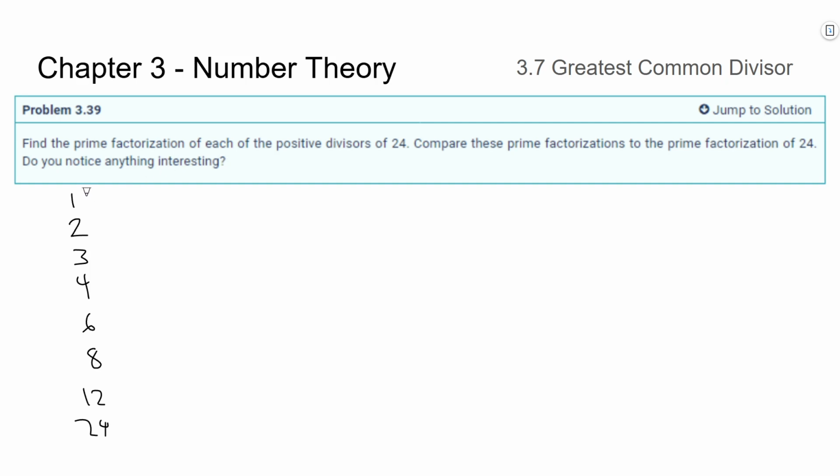So the prime factorization for 1 is just 1. For 2 is just 2, we can say 2 to the 1. For 3, 3 is also prime, so 3 to the 1. 4 is going to be 2 squared.